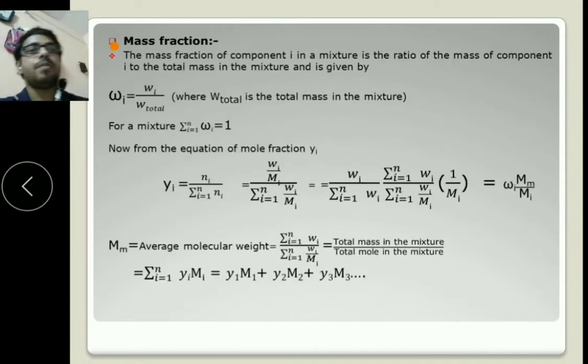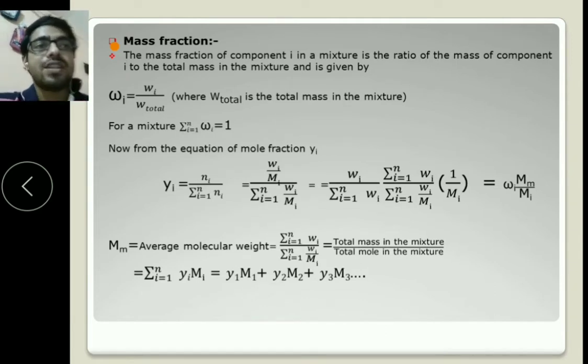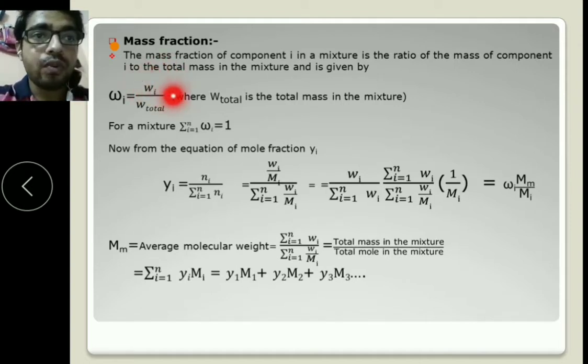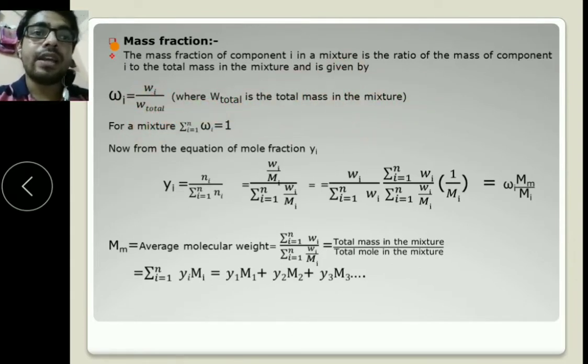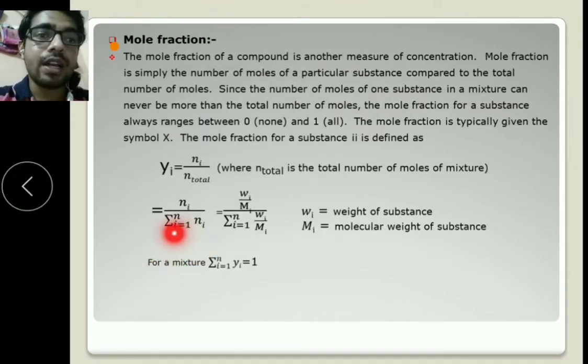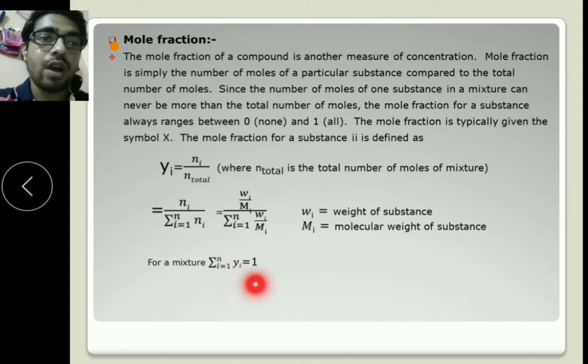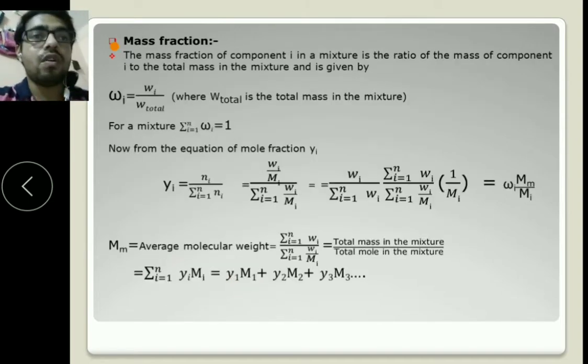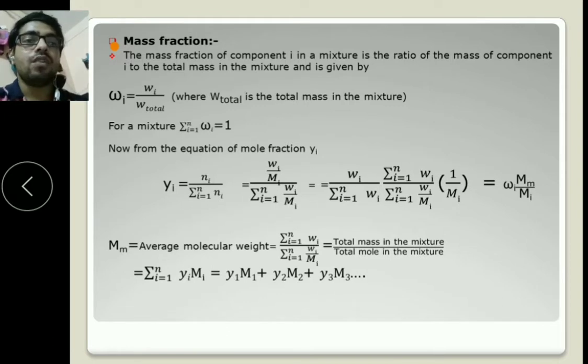Next, mass fraction. Similar to mole fraction, the mass fraction of a component i is the mass of that component, Wi, divided by the total mass W total, where W total is the total mass in the mixture. Similarly, for a mixture the summation of Yi equals 1. The summation of mass fraction, the summation of mole fraction, and even the summation of volume fraction, which will come on the next page, all equal 1.